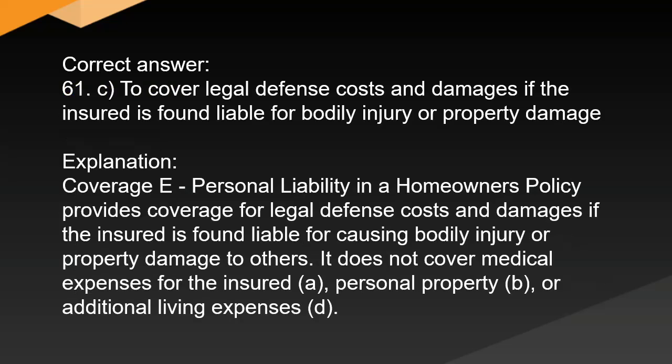Correct answer: C. To cover legal defense costs and damages if the insured is found liable for bodily injury or property damage. Explanation: Coverage E, personal liability in a homeowner's policy, provides coverage for legal defense costs and damages if the insured is found liable for causing bodily injury or property damage to others. It does not cover medical expenses for the insured. A. Personal property. B. Or additional living expenses.